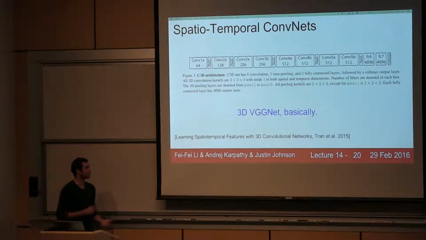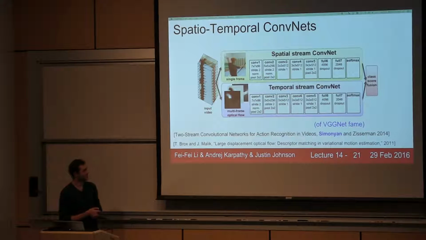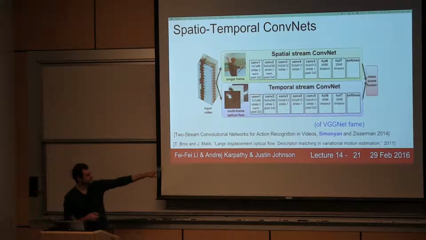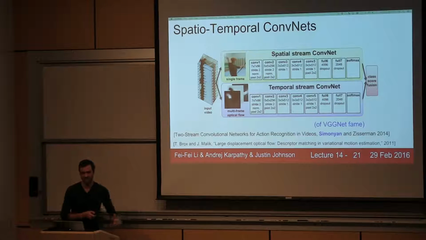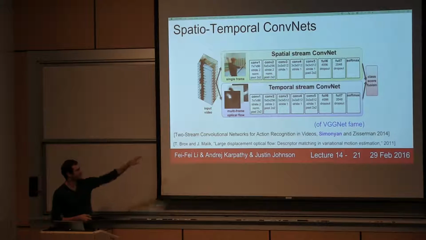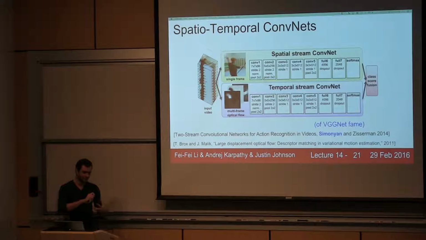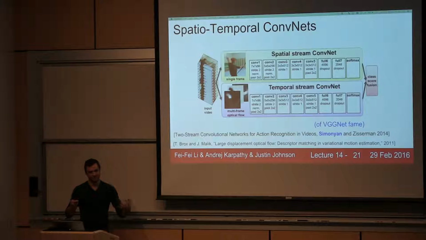Another approach that works quite well is from Karen Simonyan in 2014. Karen Simonyan, by the way, is of VGGNet fame. He's the person who came up with the VGGNet. He also has a very nice paper on video classification. The idea here is that he didn't want to do three-dimensional convolutions because it's kind of painful to implement, so he only used two-dimensional convolutions.